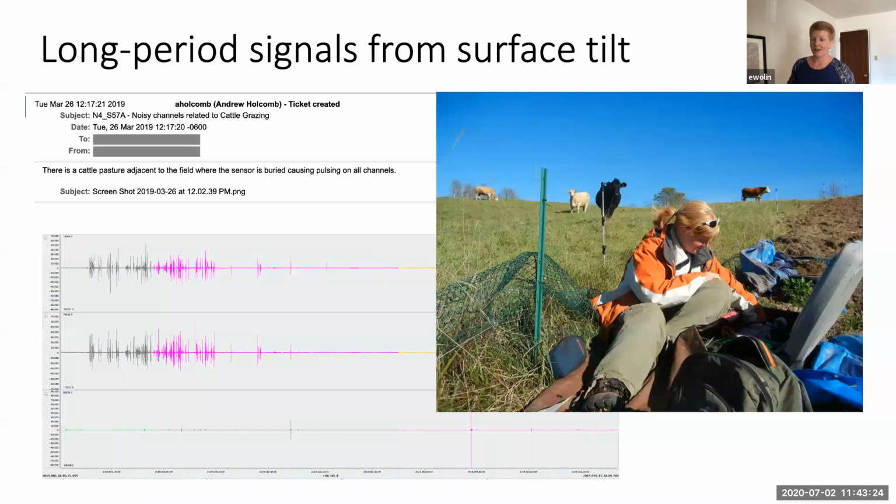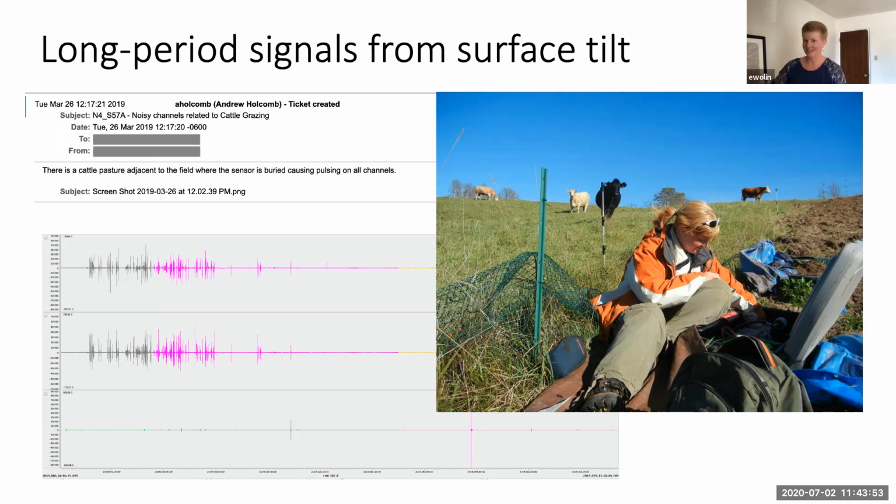And finally, you can get a lot of other long period signals from things that are completely unrelated to seismometers. Here's one example from one of our data quality analysts. We have a sensor right next to a cow pasture, and every time that rancher moves his cattle near the seismometer, we see these long period tilting signals occurring on the seismometer. And that can look like the actual sensor itself is failing.